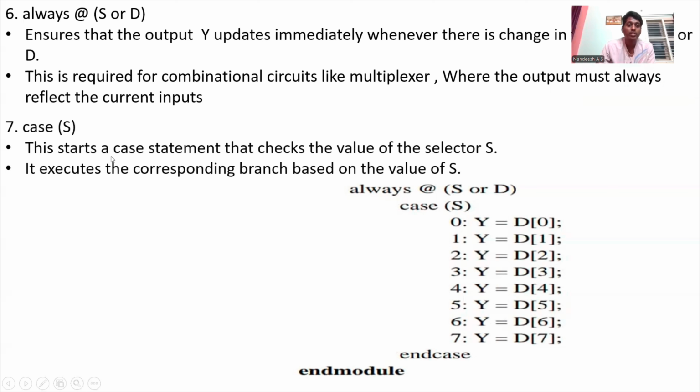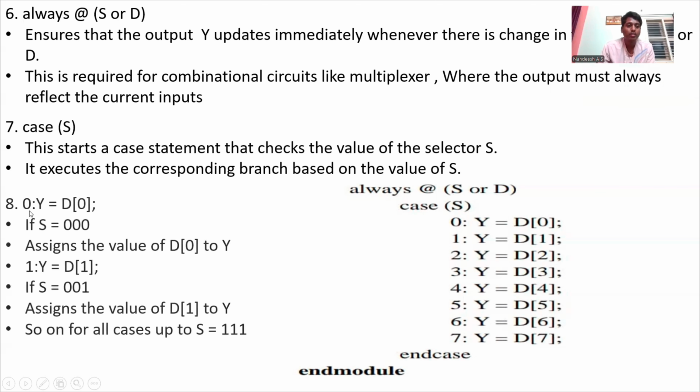Case S. This starts a case statement that checks the value of the selector S. It executes the corresponding branch based on the value of S. 3'b000: Y = D[0]. If S is equal to 000, it assigns the value of D[0] to Y. Here we can see Y has been assigned D[0].